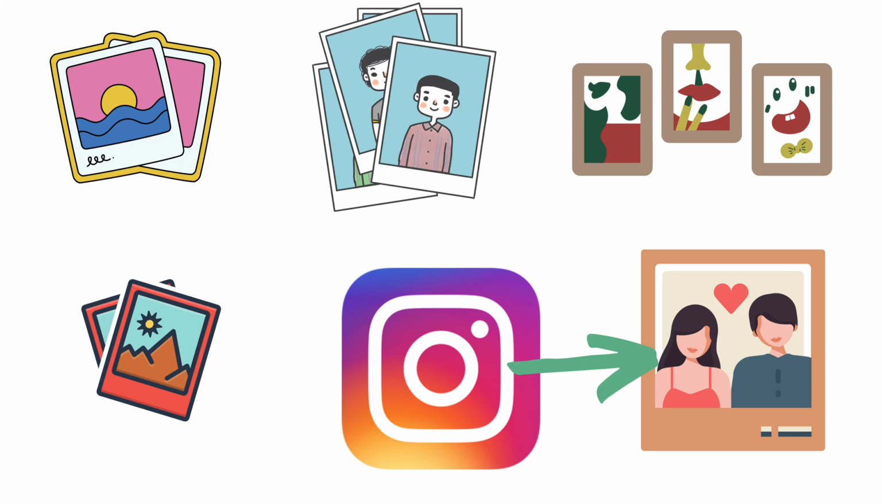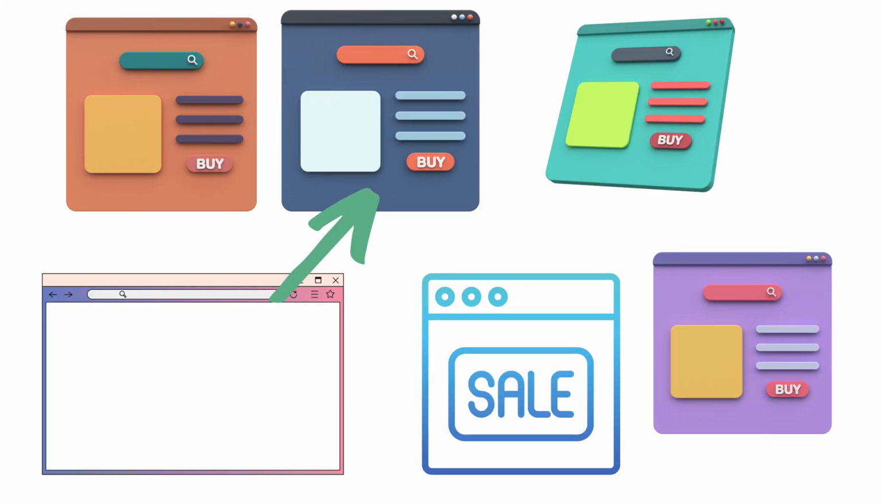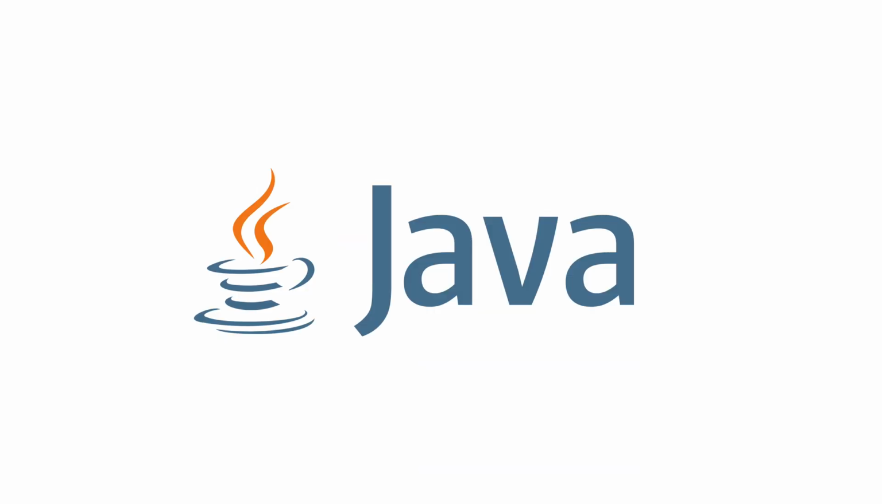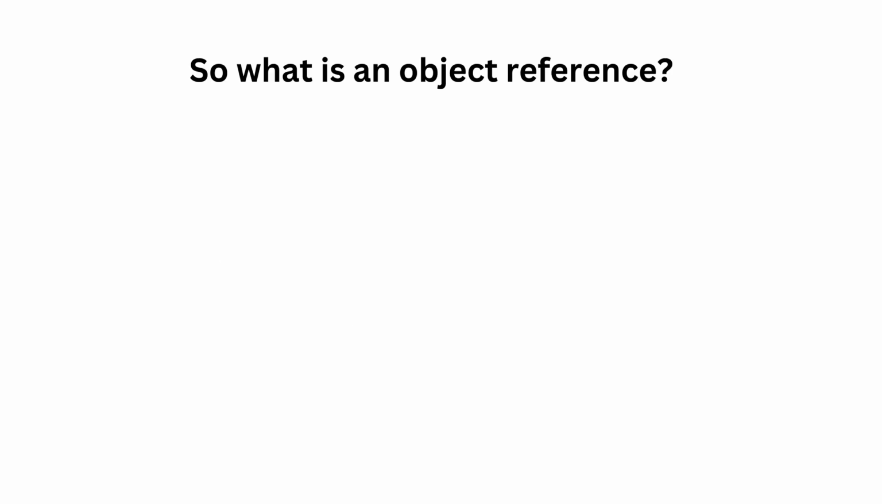Ever wonder how Instagram remembers your current photo, or how your browser knows which page to display? Today we're revealing the magic behind it all, Java object references. Let's jump right in. So what exactly is an object reference in Java?